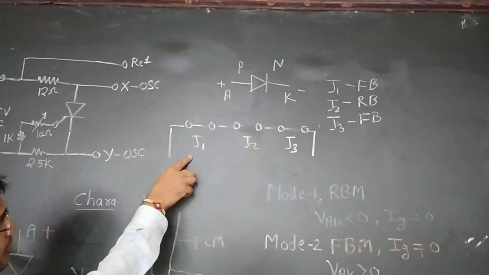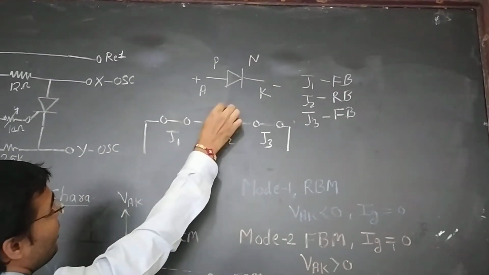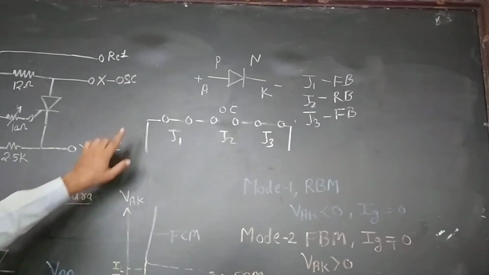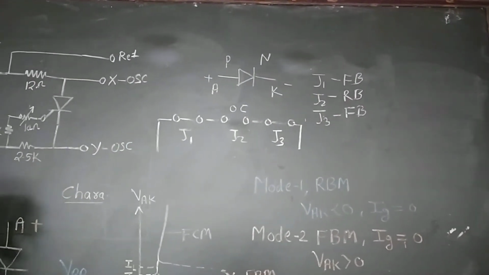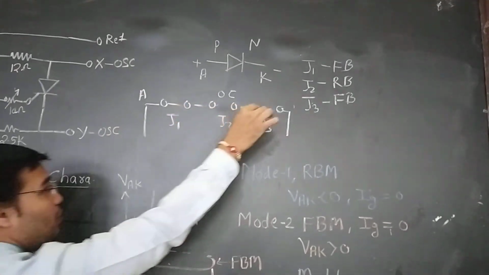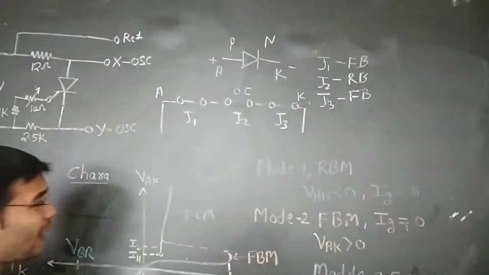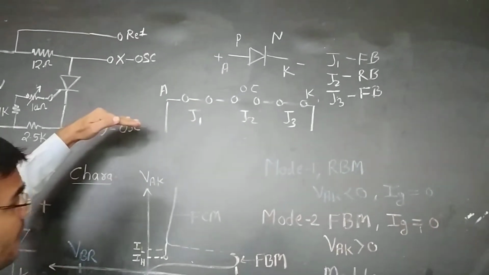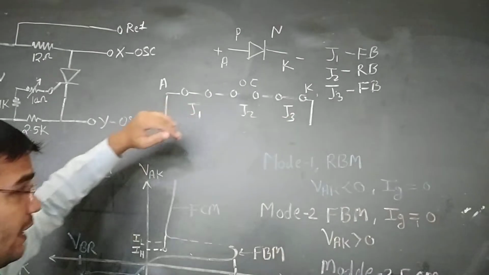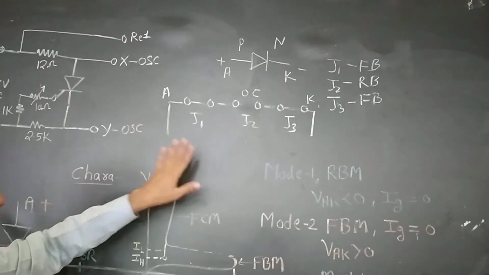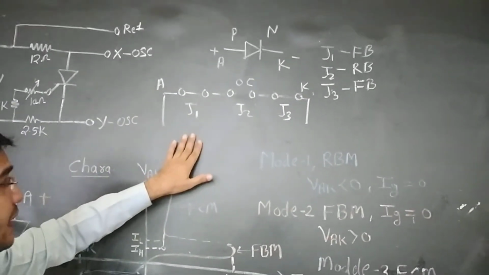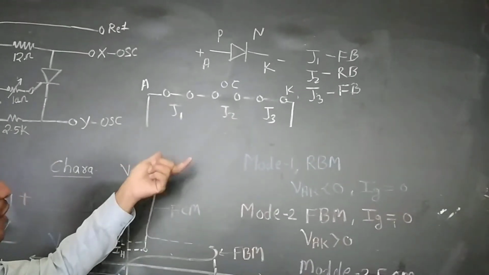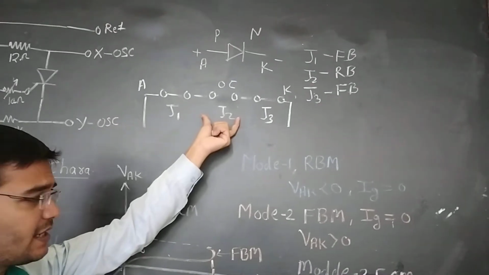So J1 is short circuited, J3 is short circuited, but J2 is open circuited. What happens? Open circuited means no current will flow from anode to cathode terminal, that is, no anode current. So the SCR will not turn on. The SCR is still in the off state, but all the voltage from the supply, the anode to cathode voltage, will appear across the junction J2.